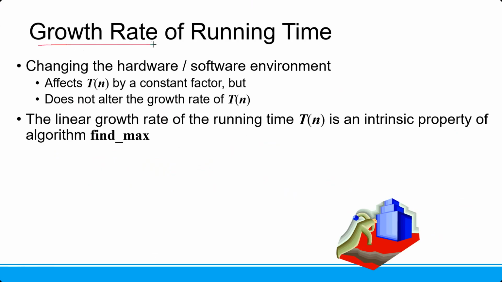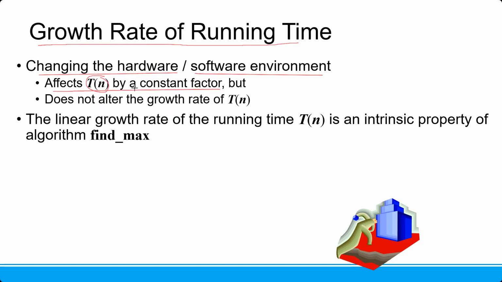Tn means the growth rate. The growth rate concerns how the running time changes when n changes, and it depends on the hardware. If you use a laptop, there will be a different computation time than with a desktop. If you use a good computer, it will be different from a small computer. Or also the software: if you use Python, it may differ from Java. So this affects Tn by a constant factor.